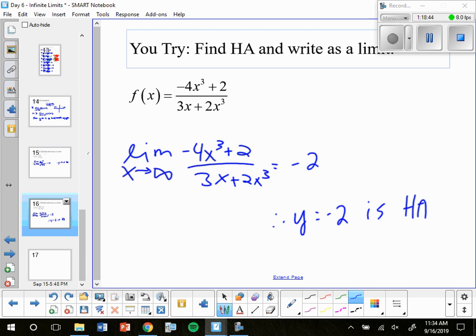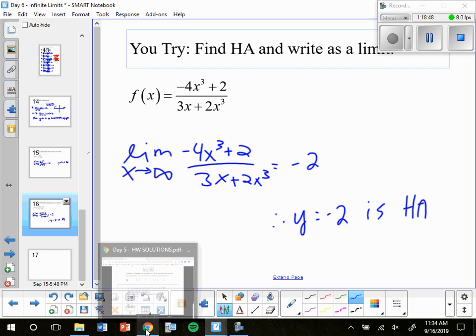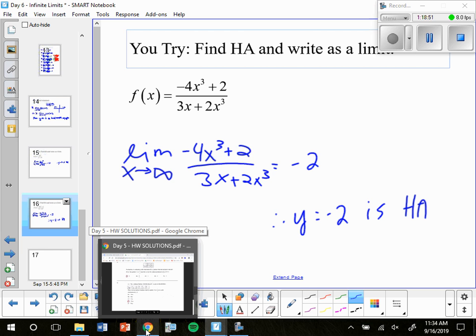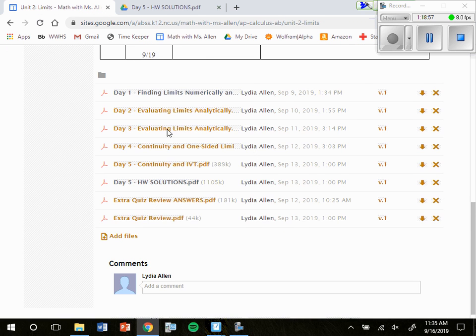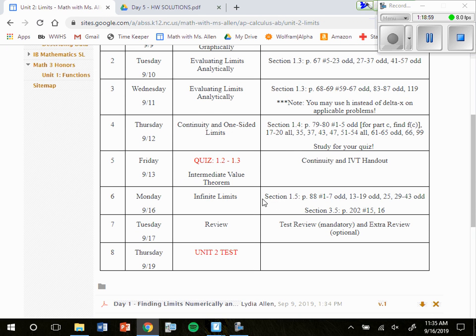How do you feel? Tired? I know today was really long, but it's good to get through it so that we're done with new stuff for your test on Thursday. Your homework tonight is section 1.5, and then we're jumping to section 3.5 because horizontal asymptotes, they don't do till chapter 3, which I think is dumb.